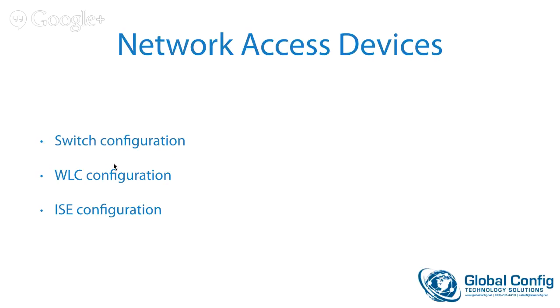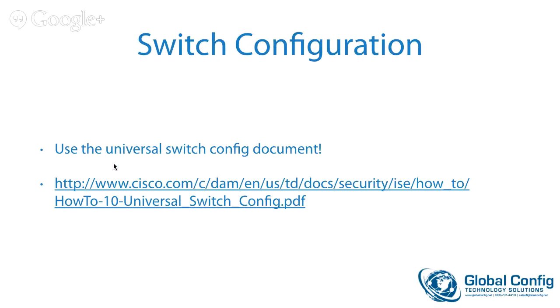The other thing is that once we have the switch and the controller configured, these devices need to be added to ISE as network devices, and they have a common pre-shared key between them so that ISE can communicate with them. So that's the network access device side.